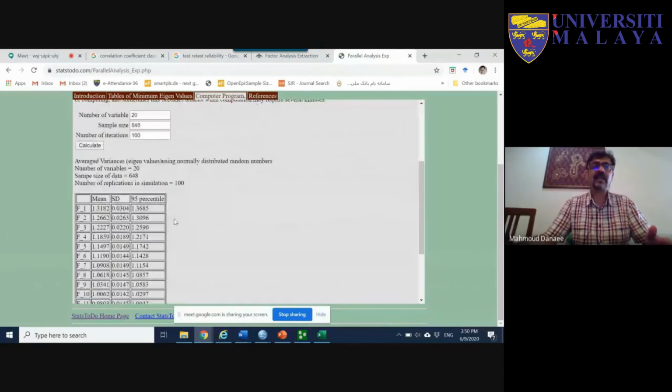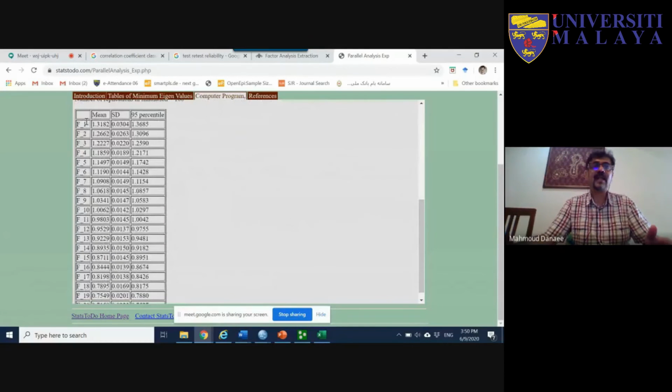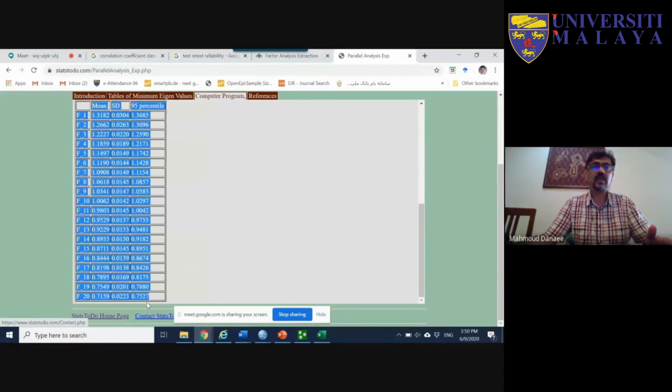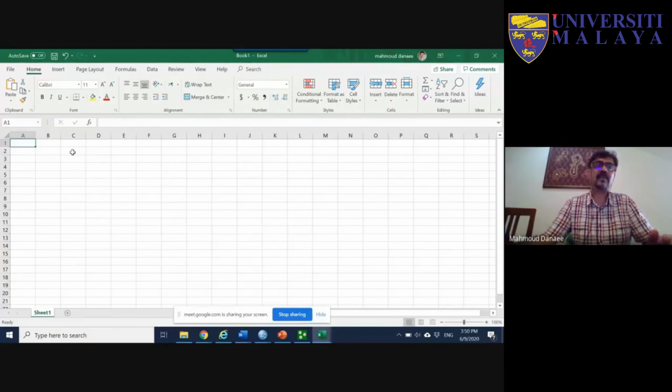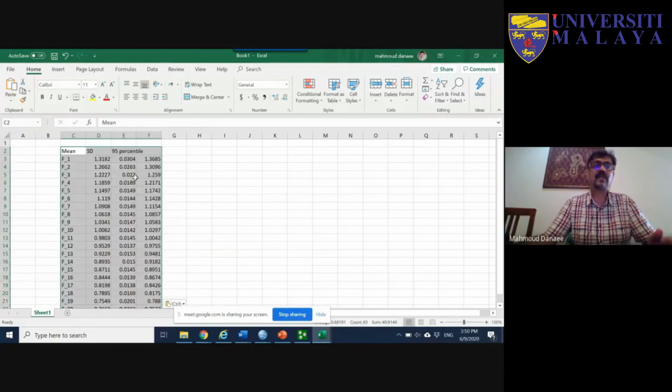When you calculate, you will see a table below, and what you need to do is copy this table, open an Excel file, and paste it in the Excel file. So this is the table. This is the result of the parallel analysis. We have the average eigenvalue and then the 95th percentile eigenvalue. This is based on the simulation data.